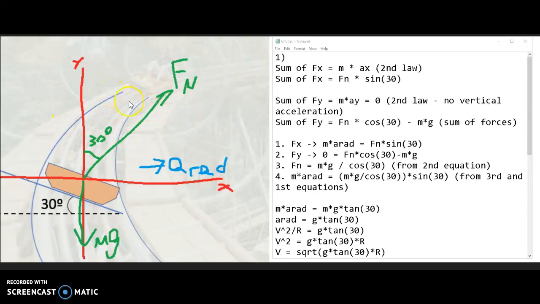I've gone ahead and drawn a free body diagram for this problem. The only forces acting on this at the curve are gravity and the normal force, which comes from the surface that it's on, which is on the curve, so it goes at this angle.